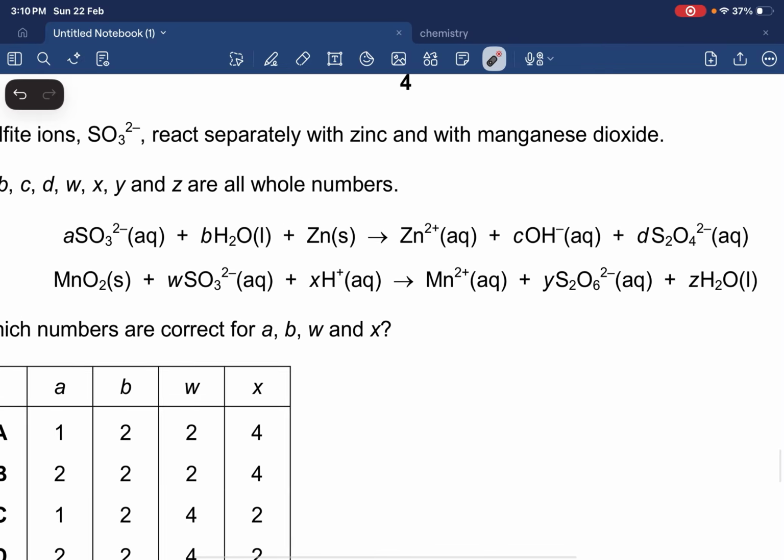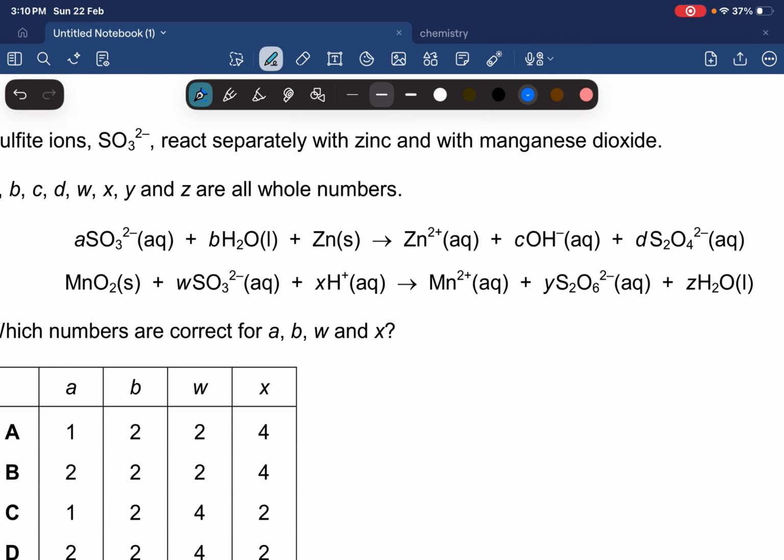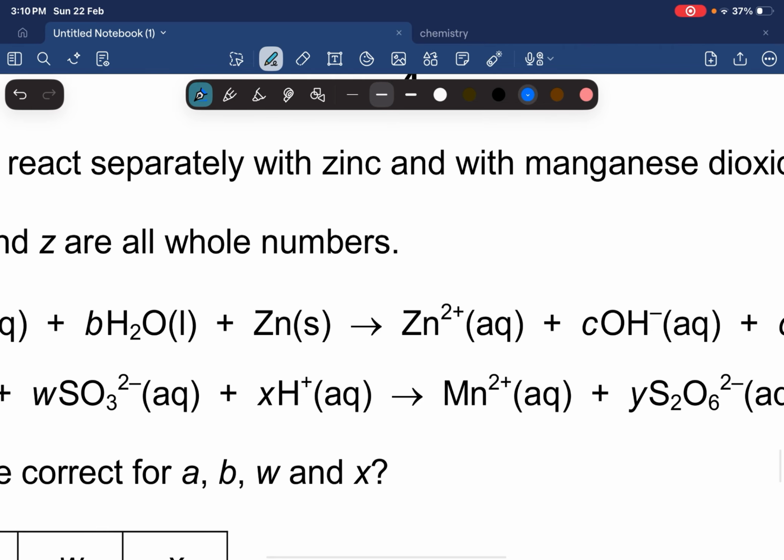People use tons of methods. They make half equations of this and this, and then half equations of this and this. No, you don't need to do anything. Just look how easy it is. Look, you're going from Zn to Zn2+. What are you doing? You are losing 2 electrons. Now, when you lose 2 electrons, you have to gain 2 electrons as well, right?